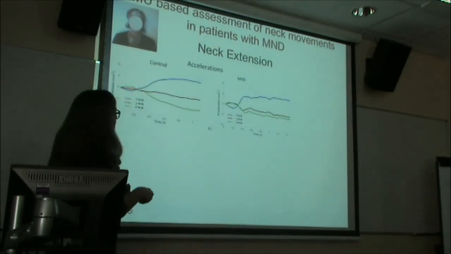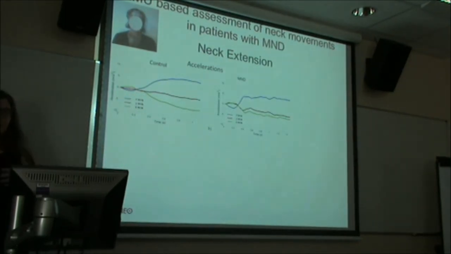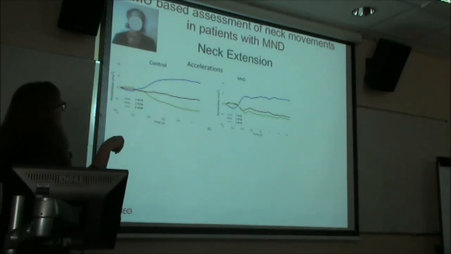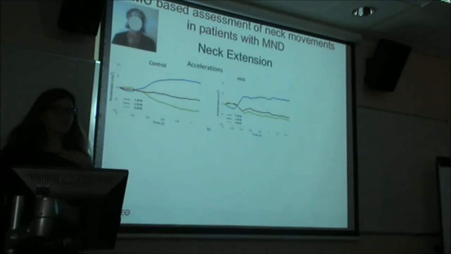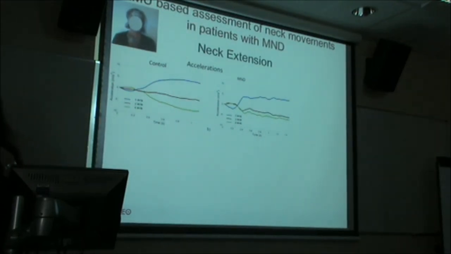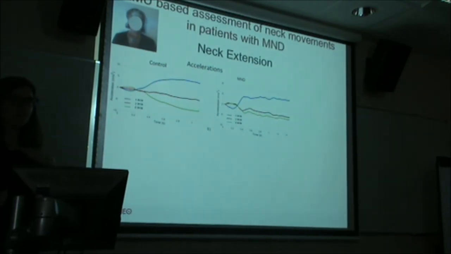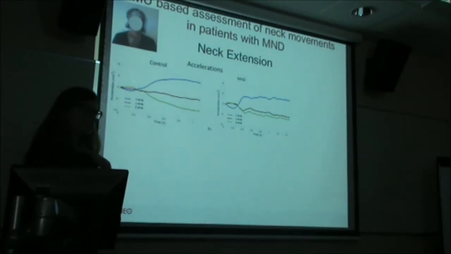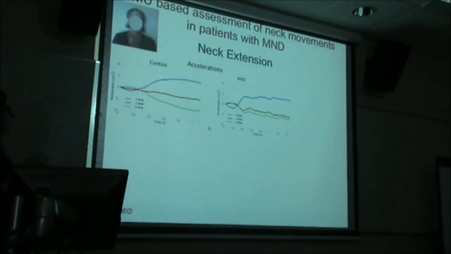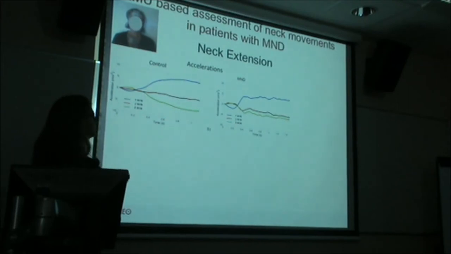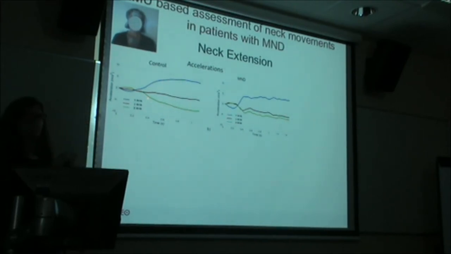So we started looking, this is an example of just one movement, but we looked at a series of movements. We place a sensor on the head and one on the sternum, and we look at how our signals change when we ask someone to extend their neck. So it's a very simple controlled movement, just sitting there and doing this. This is if you ask one of our control participants to perform that movement. This is the kind of acceleration that you measure.